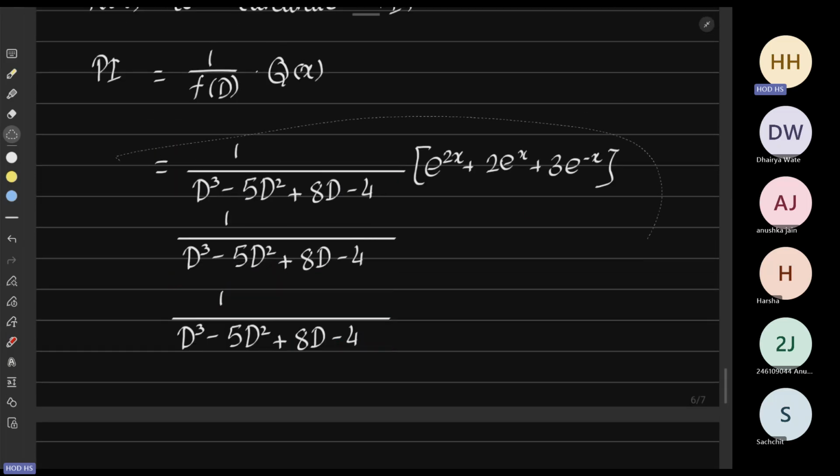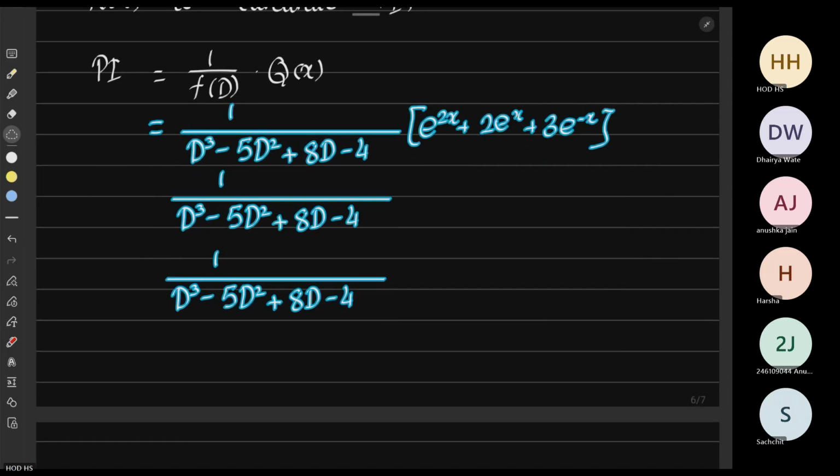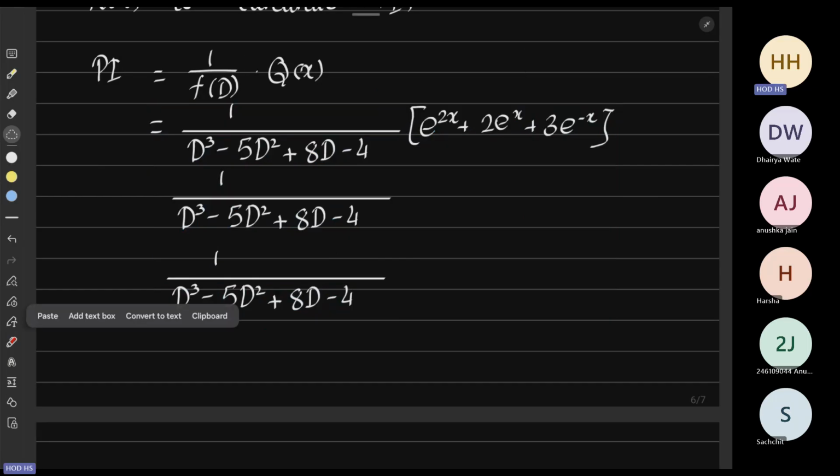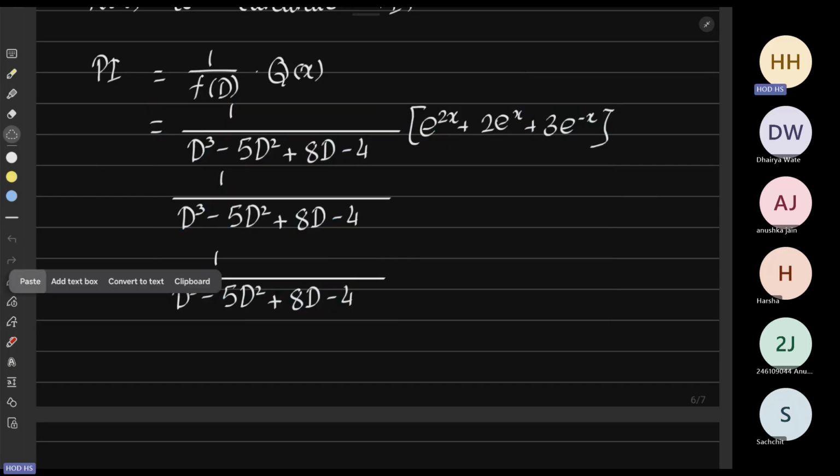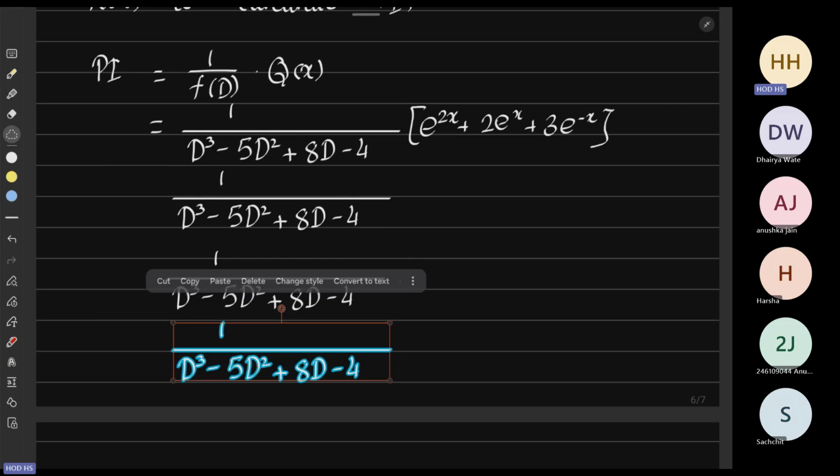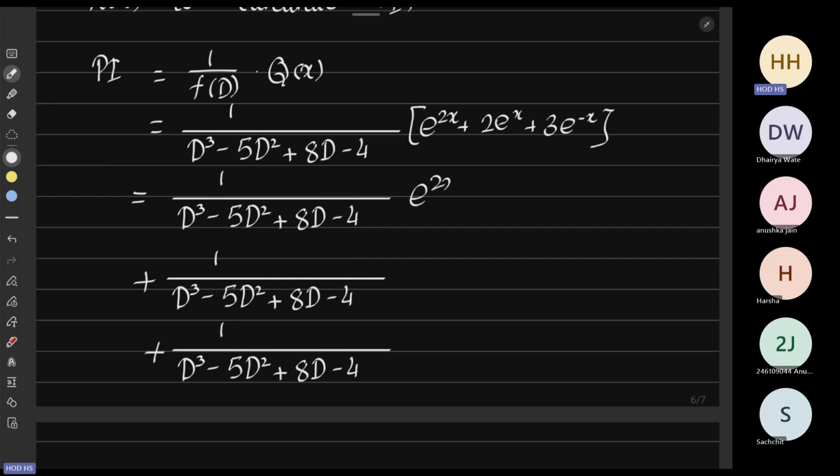So I will take this a little up and I will again paste it. So I have written the thing 3 times. I'm trying to distribute this operation to e to the power 2x, 2 times e to the power x, and 3 times e to the power minus x.